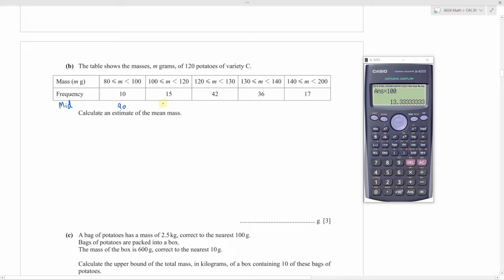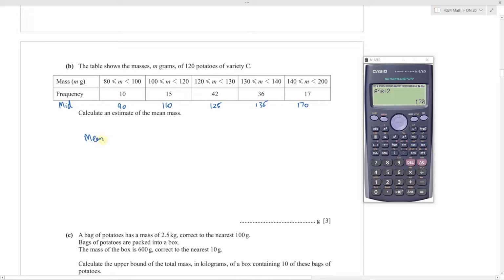Similarly, the mid value here will be 110. Here it will be 125. This one will be 135. This one will be 140 plus 200. So let's do this, 140 plus 200 and divide by 2 to get the mid value, which is 170.